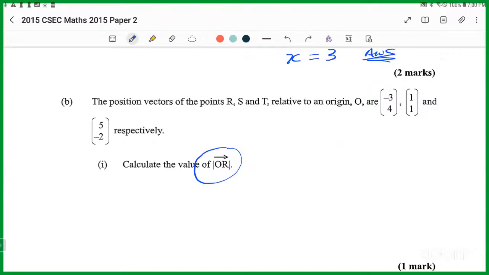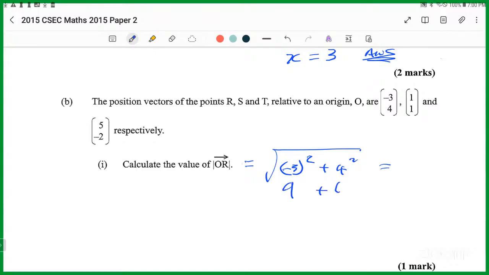First one. That becomes the length of the vector, which is the square root of this value squared plus this value squared. That works out to be 5, because this is 9 plus 16. 9 plus 16 is 25. Square root of 25 is 5. When we do trigonometry, we will recognize this as a Pythagorean triple, a 3, 4, 5 triangle. That's 5 units.